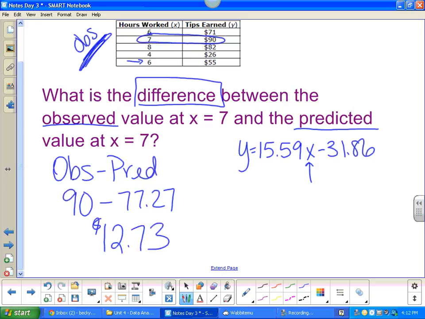So she actually made $12.73 more than she was predicted to make. If that number had come out to be negative, then she would have had an off night. She wouldn't have done as well as predicted. Maybe she was grumpy and didn't earn good tips, or maybe the restaurant was really slow, or maybe, I don't know, maybe she dropped some food on somebody and she didn't get a good tip. But because it's positive, her observed is higher than her predicted, so she actually made more than she was predicted to make.